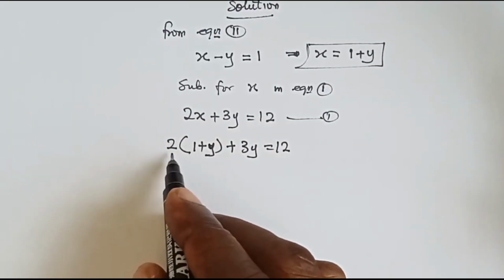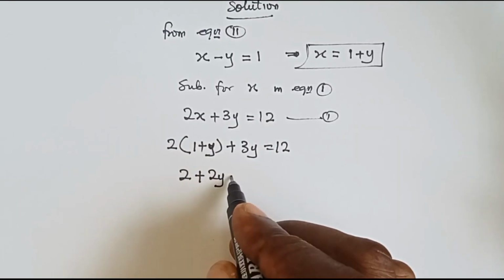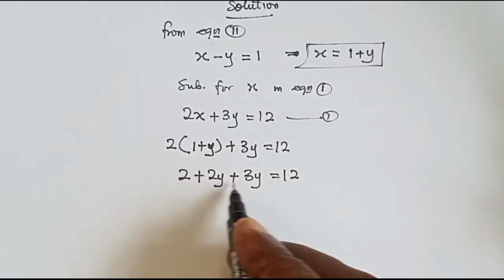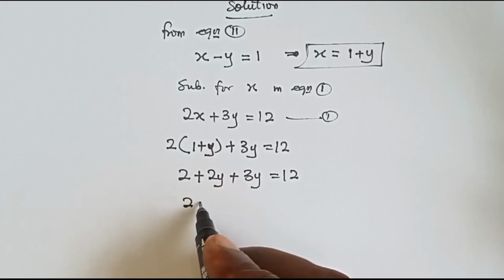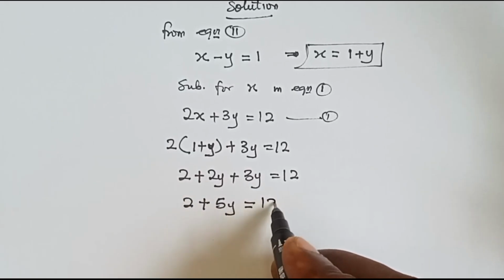Then I will expand this. 2 times 1 is 2. 2 times y is 2y, plus 3y equals 12. These are like terms. 2y and 3y are like terms. Then I'll put them together. 2y + 3y gives 5y = 12.